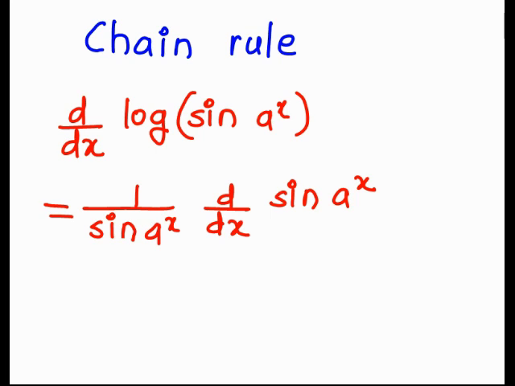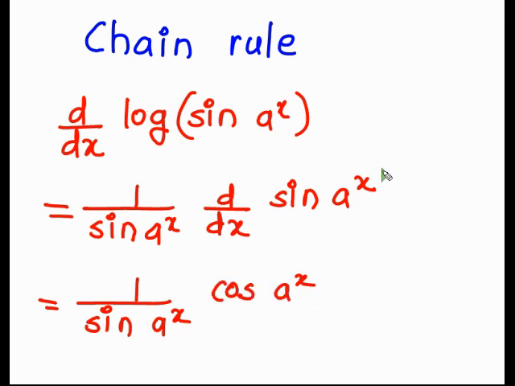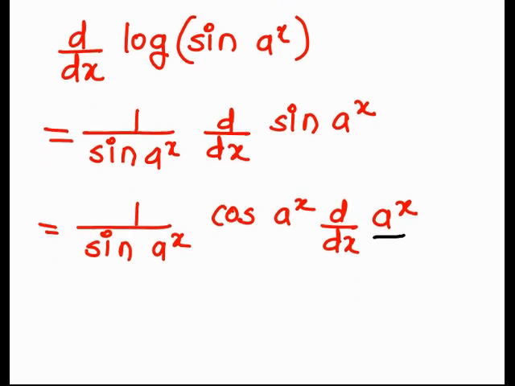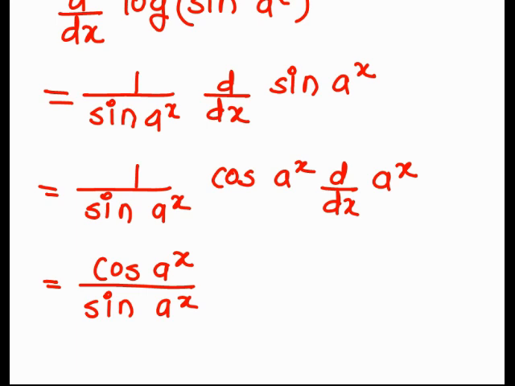So derivative of sin a raised to x. Again we need to focus on the outside function, that is sin x, and we know the derivative of sin x is cos x. So it is cos a raised to x. But here we consider this as x, so we need to write down the derivative of this also. So derivative of a raised to x. Now here we know that the derivative of a raised to x is a standard function, so here we need to stop. We take this cos to the numerator and the denominator to this side. And derivative of a raised to x is a raised to x log a.